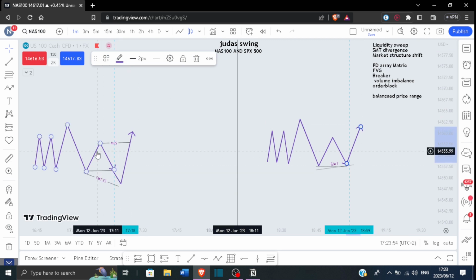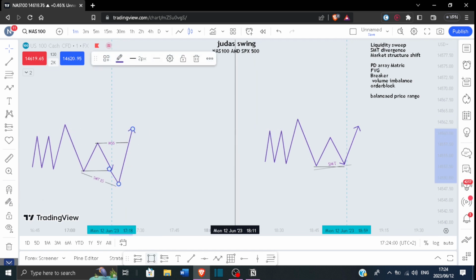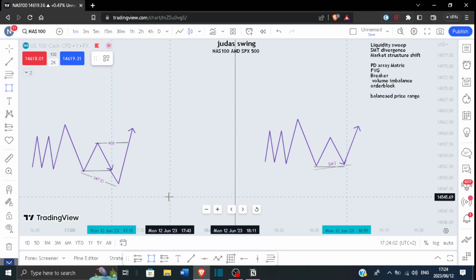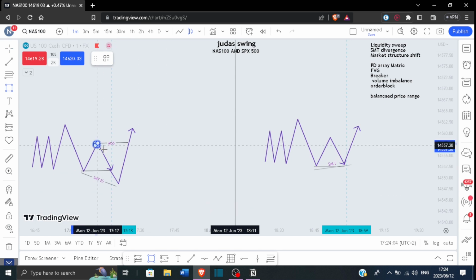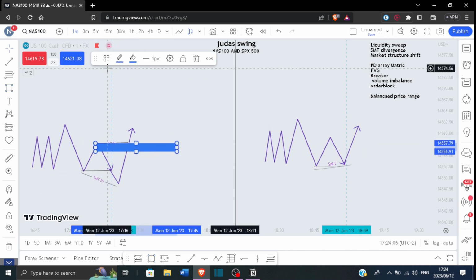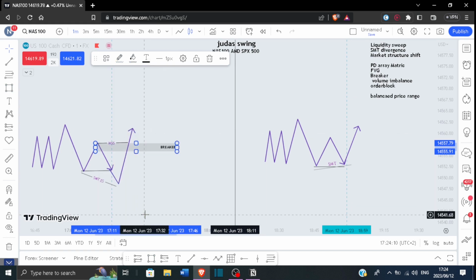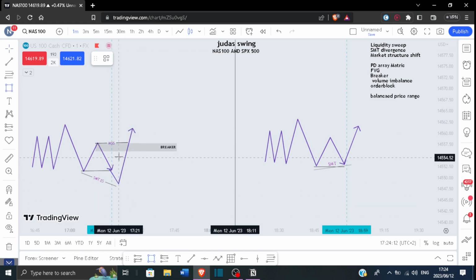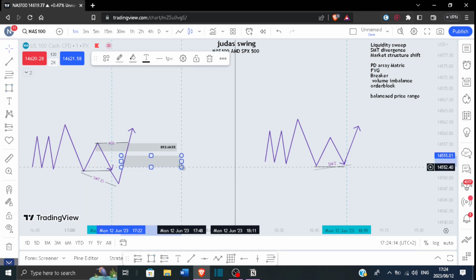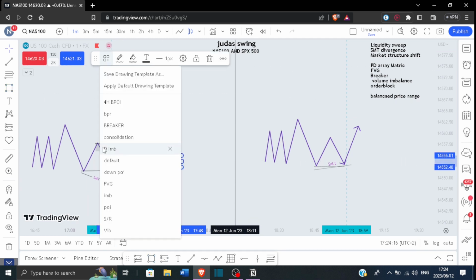So once we have the market structure shift, we take our rectangles, we mark out our breaker blocks, and we mark out our order blocks, whatever PD arrays we have. So let's say we have a fair value gap and an order block here.